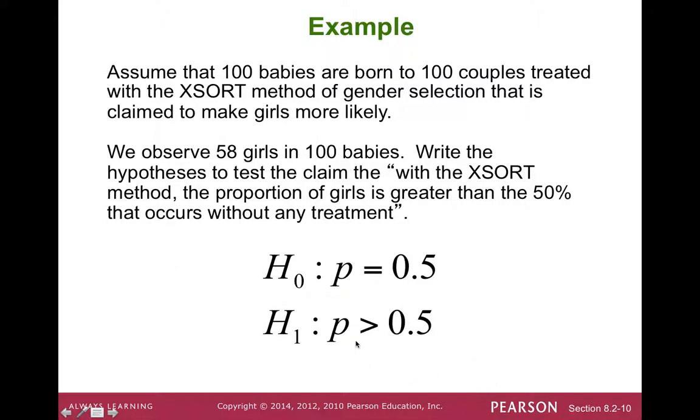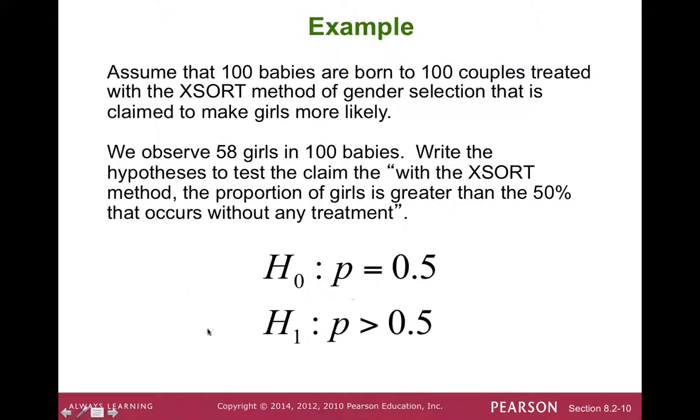So our claim in this case is that the proportion of girls is greater than 50% that occurs without any treatment. So our p in this case is going to be greater than 50%, which is 0.5 when you turn it into a decimal. And our null in this case is going to be that our p, or our proportion, does equal that 50%. So at 50%, that would be a 50-50 split of boys and girls, which is what we expect to see.